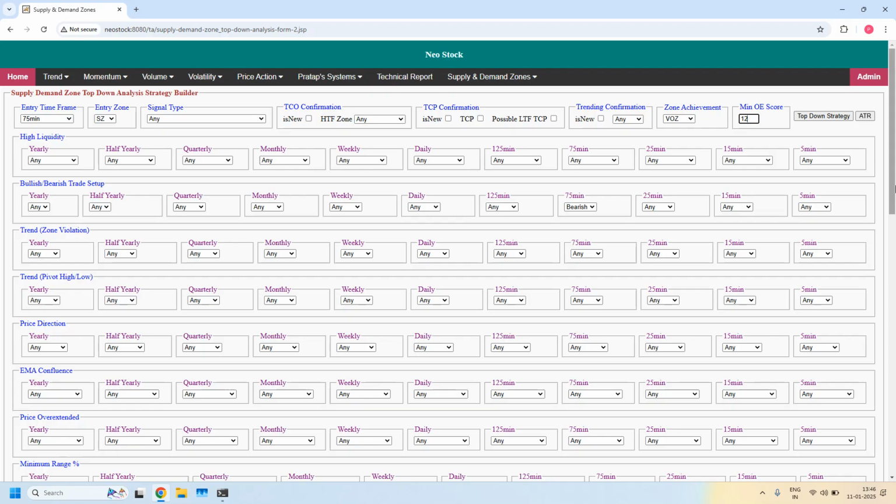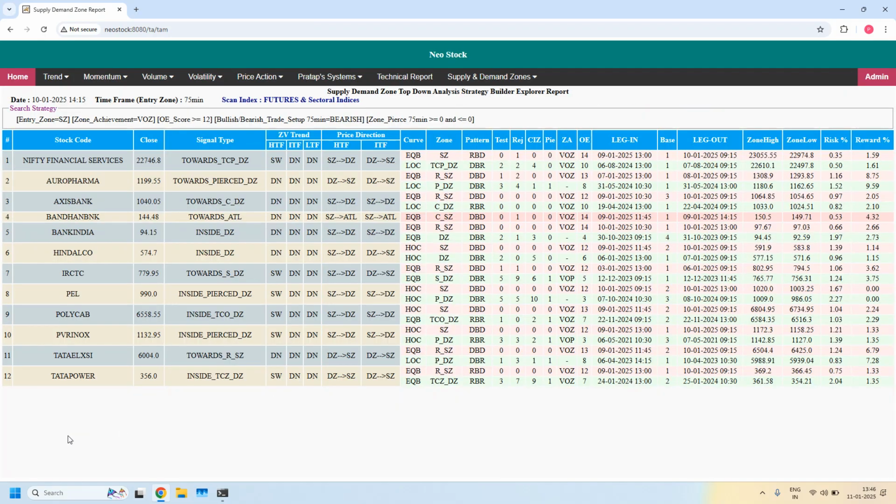So with these parameters, let us filter the stocks. We got 12 stocks. Currently all these 12 stocks are supporting a bearish trade setup for weekly income trade. And entry time frame zones are 75 minute supply zones. All these entry zones are 75 minute supply zones. Of course, demand zones are only target zones for booking the profits.